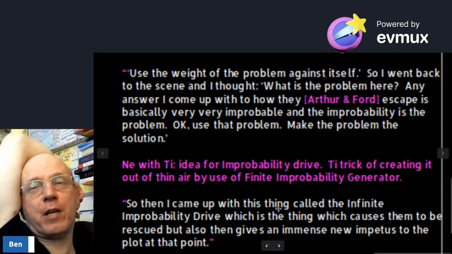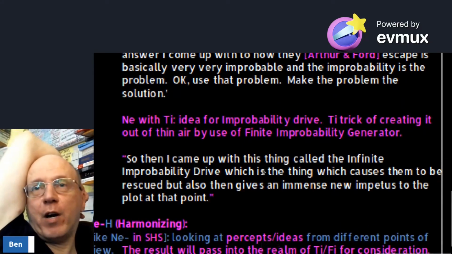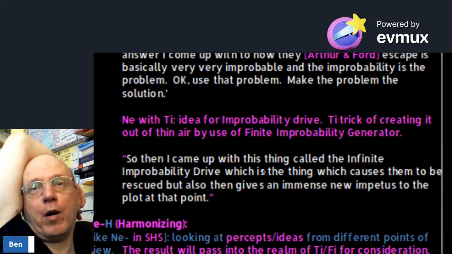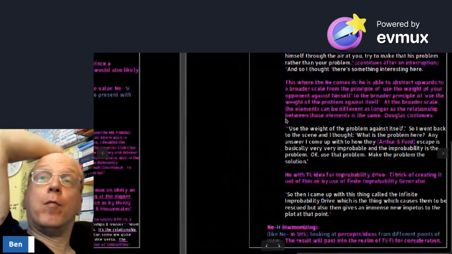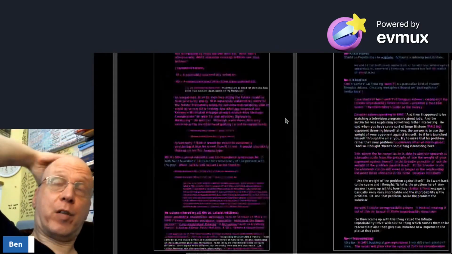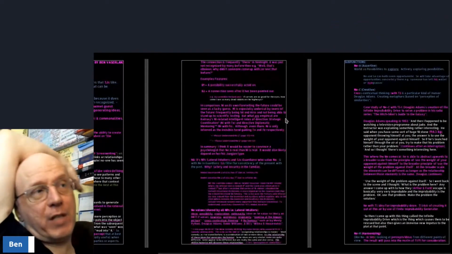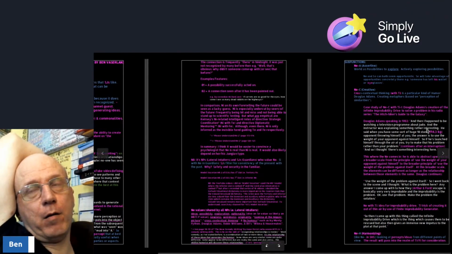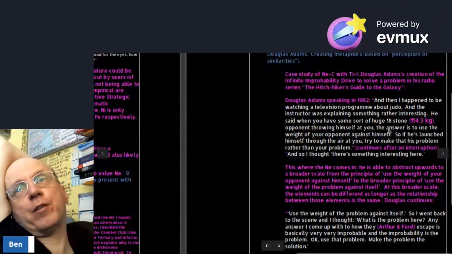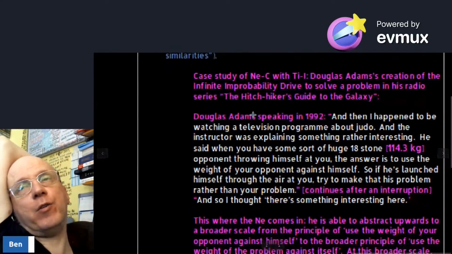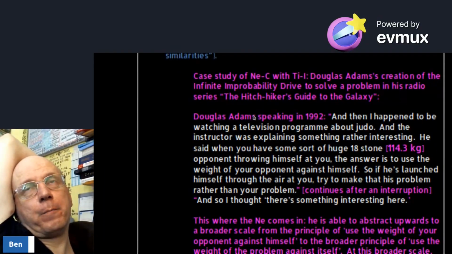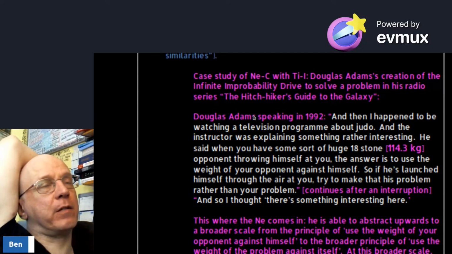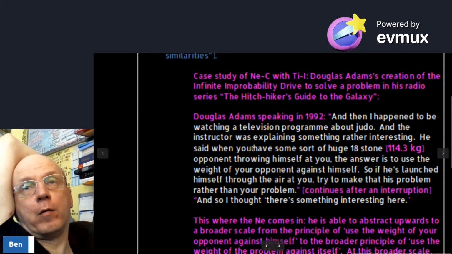And so I came up with the infinite improbability drive, which causes them to be rescued, but also gives an immense new impetus to the plot at that point. If you look up the chapter on the infinite improbability drive, I think it's chapter 10 in the Hitchhiker's Guide to the Galaxy, you'll find out about it. The point there is that in hindsight, you can see that use the weight of the opponent against himself is a subset of use the weight of the problem against itself.